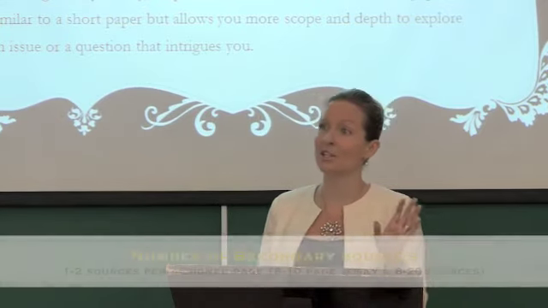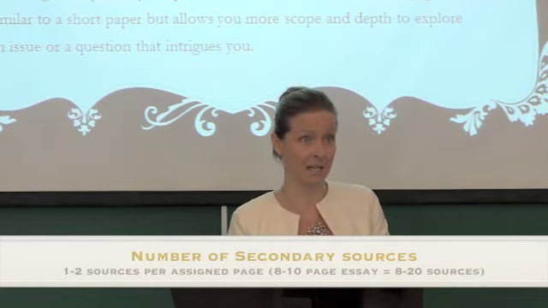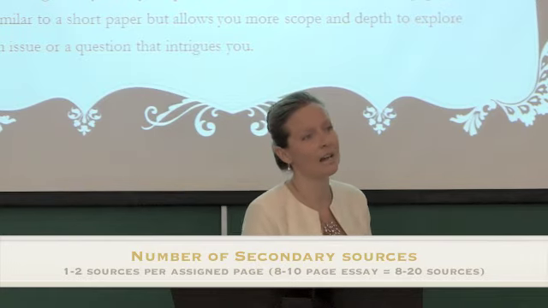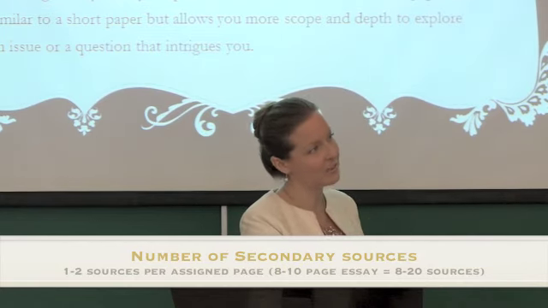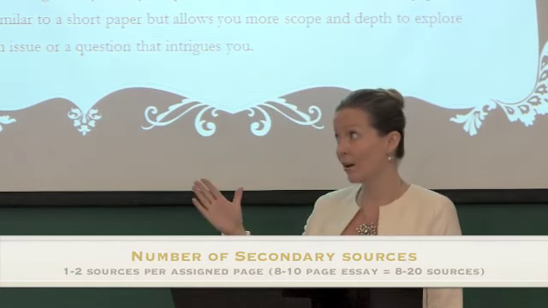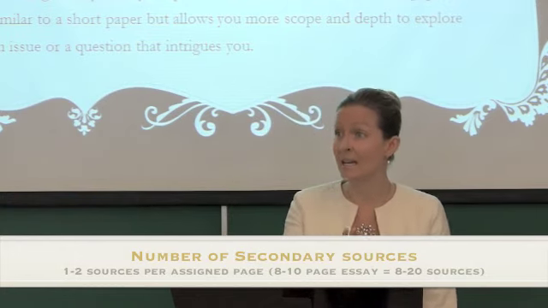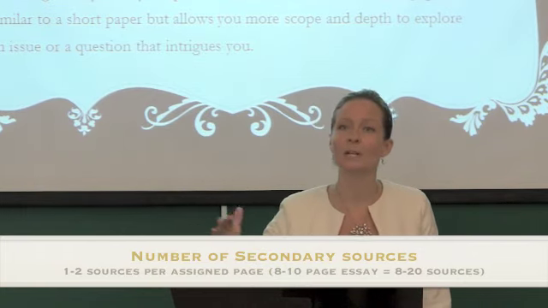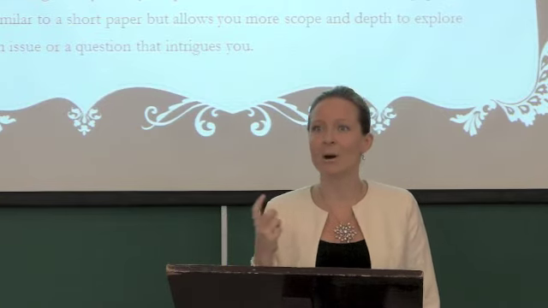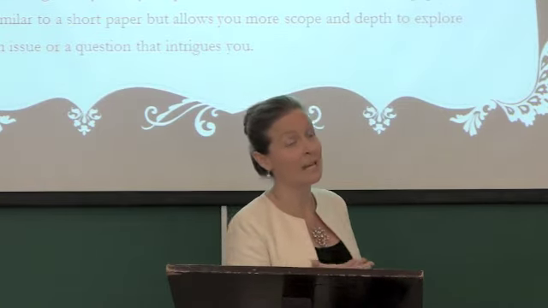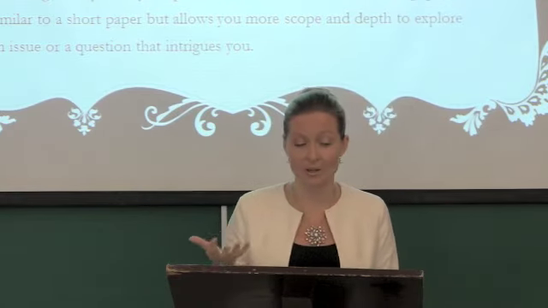The rule of thumb is usually 1 to 2 secondary sources per page that is assigned. So if I assign an 8 to 10 page paper, the minimum secondary sources I will expect you to look at, not literary theory, not necessarily primary sources, but secondary sources, will be 8, and the upper limit will be 20. If you use that ratio in your research papers, that will help you understand how many secondary sources you should be accumulating. And remember, most of them should be from the last 20 years.